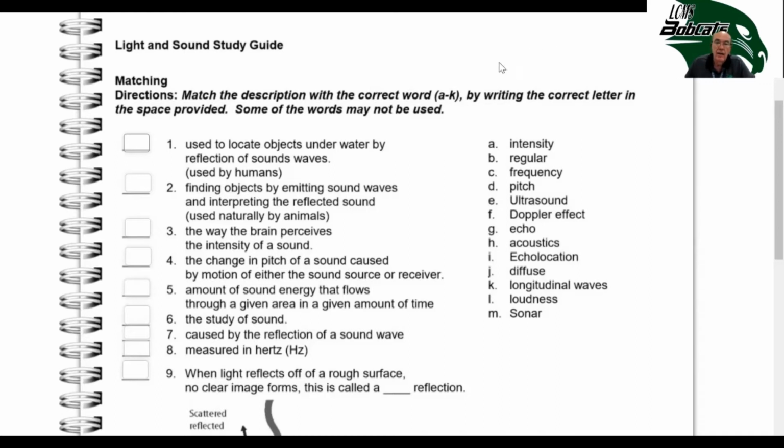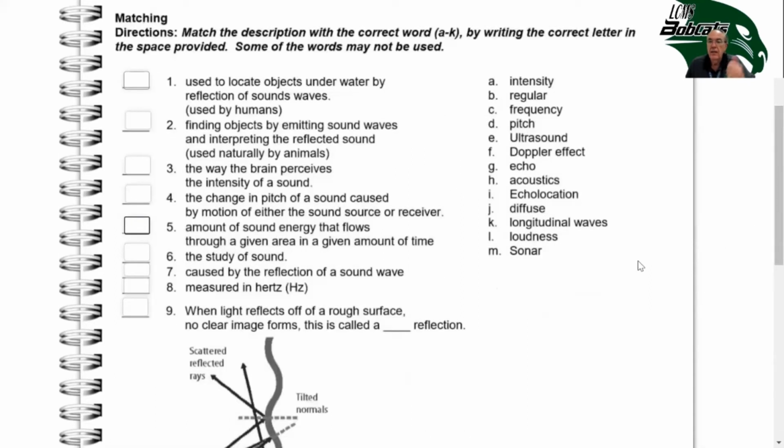So let's get started. Used to locate objects underwater by the reflection of sound waves. There's three ways that sound waves are used to find things. There's echolocation, which is used by animals. There's sonar, which is used underwater. And then there's ultrasound, which is used by doctors to look at images inside the body. So this first one that's used by humans to find objects underwater is sonar, and that's M.